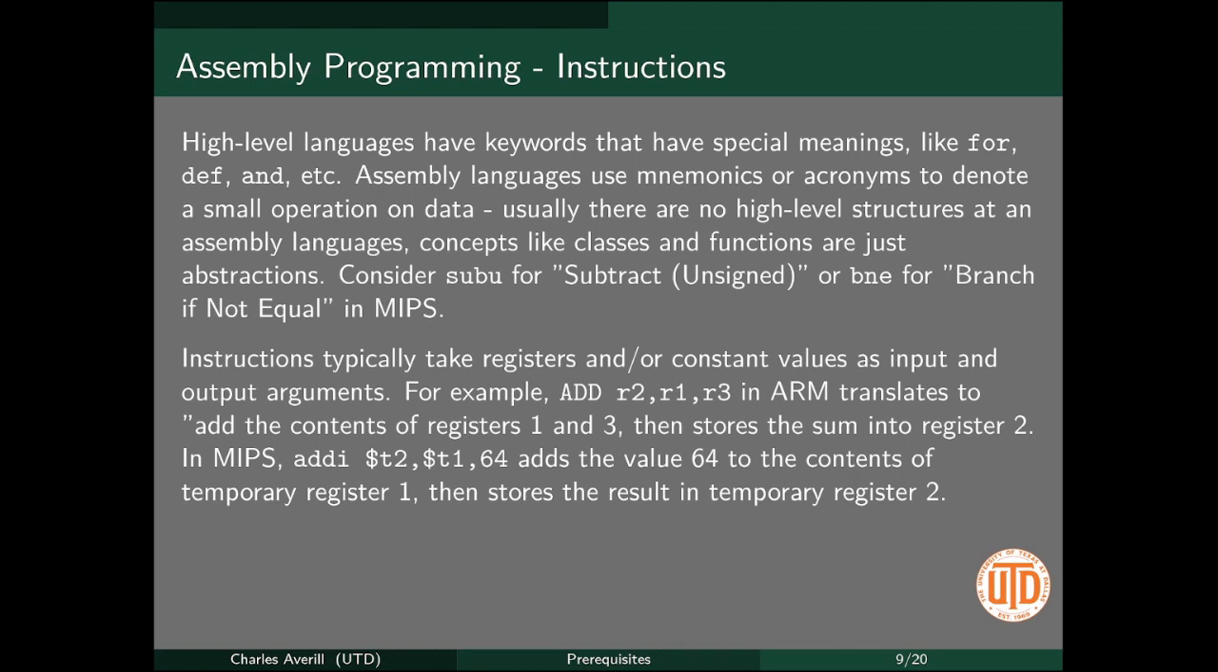In MIPS, we have addi, which is short for add immediate, and it's going to take in 3 values again. However, the third one is going to be a constant value. In this case, it's 64. And so what this is saying is that we're going to take the contents of register T1, add 64, and then store the sum in register T2.